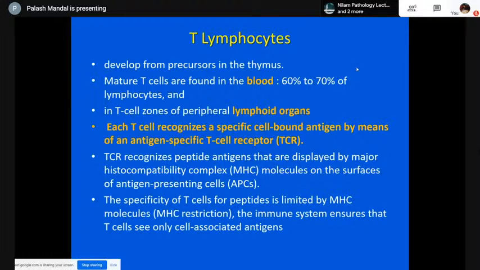The important thing is that each T cell recognizes a specific cell bound antigen by means of an antigen specific T cell receptor. This is very important. This T cell receptor will only recognize the specific antigen which is specific for that receptor. And the T cell receptor recognizes a peptide antigen that is only displayed by MHC molecules on the surface of the APCs.